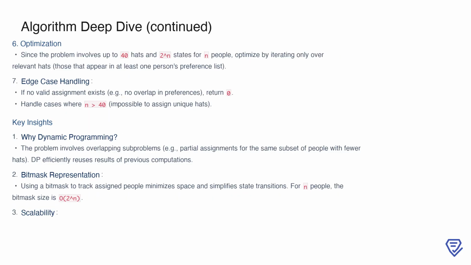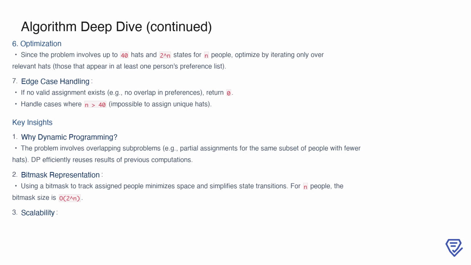To optimize this approach, we take advantage of the problem constraints. While the theoretical limit involves iterating over all 40 hats and 2 to the power of n states, we only need to focus on hats that appear in at least one person's preference list. This reduces unnecessary computations significantly.